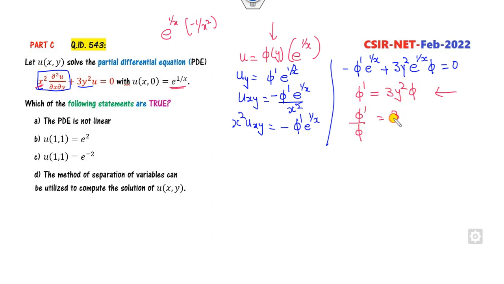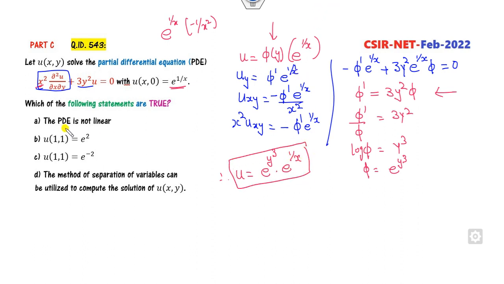You can divide it by this and integrate them, it's y cube, it's a log of phi, so phi is my e raised to power y cube. There is no need of the constant because we already imposed the initial condition here. So what is my solution? Solution is e raised to power y cube into e raised to power 1 by x. Now whether the PDE is linear or non-linear, because of this non-linear nature, it is not linear. Is the separable method applicable? Yes, because you can see this is a function of x only, this is a function of y only, so it's separable, so the method of separable is applicable.